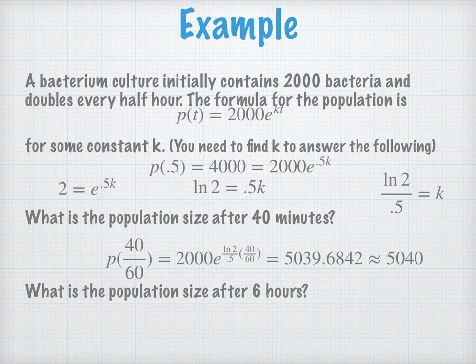Now, if we wanted to say what's the population size after 6 hours, we would plug 6 in for t. Crunch some numbers on your calculator. Again, round to your nearest whole number. And you will get 8,192,000 for your population size after 6 hours.